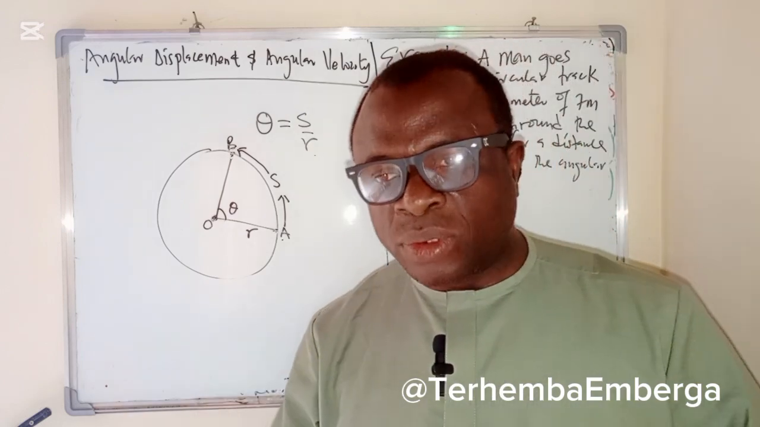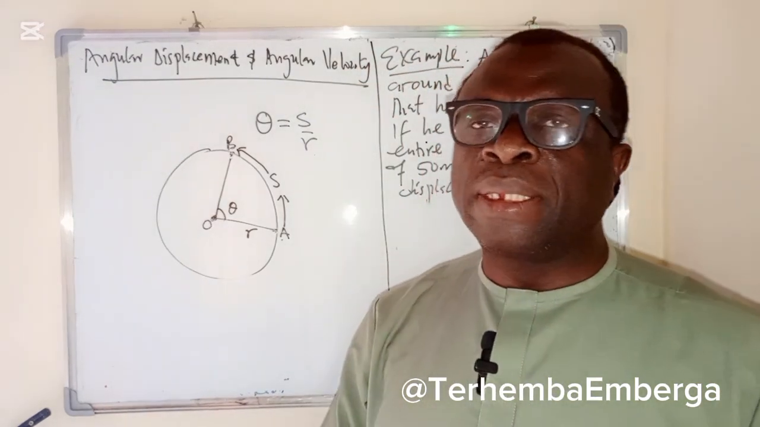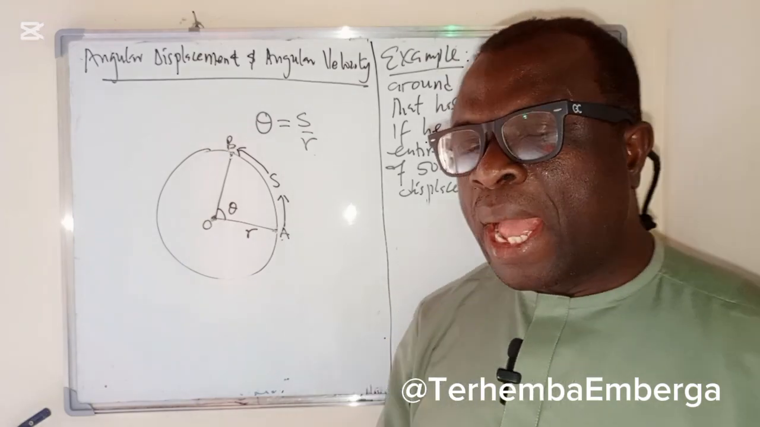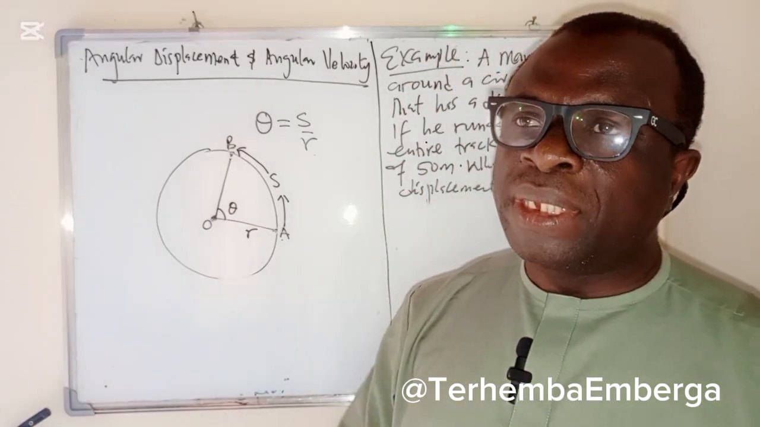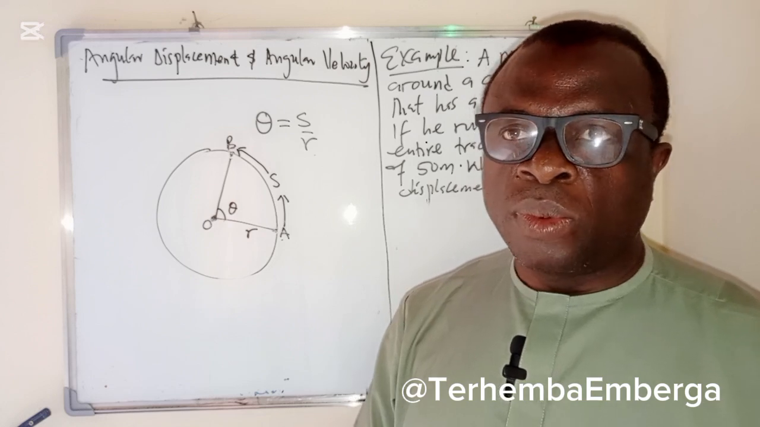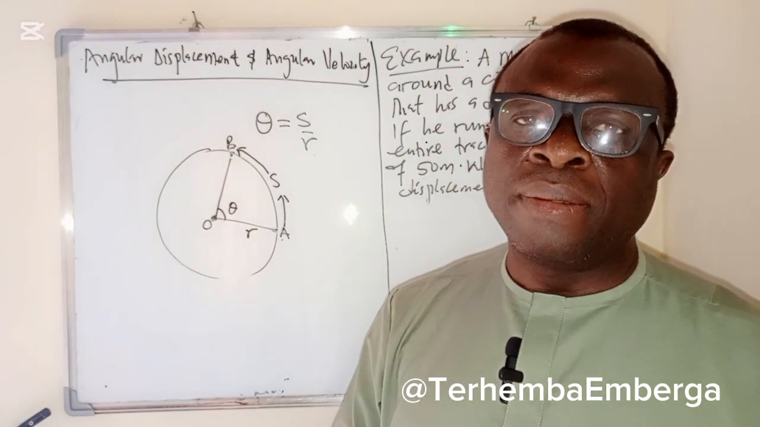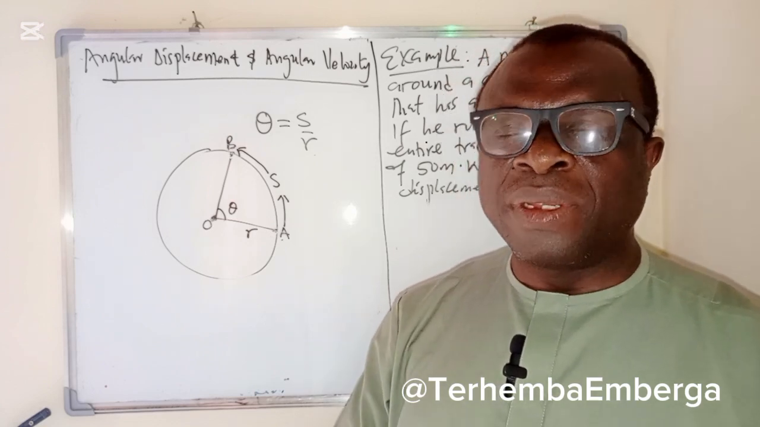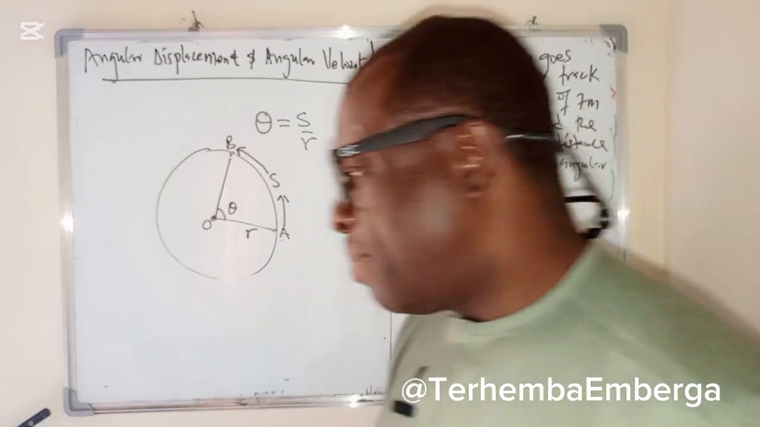When we're talking about circular motion or describing motion in a circular path, every one of these terms will be angular: angular displacement, angular speed, angular velocity, angular acceleration. So let's get to know what angular displacement means, what angular velocity means, and how we can calculate these parameters.